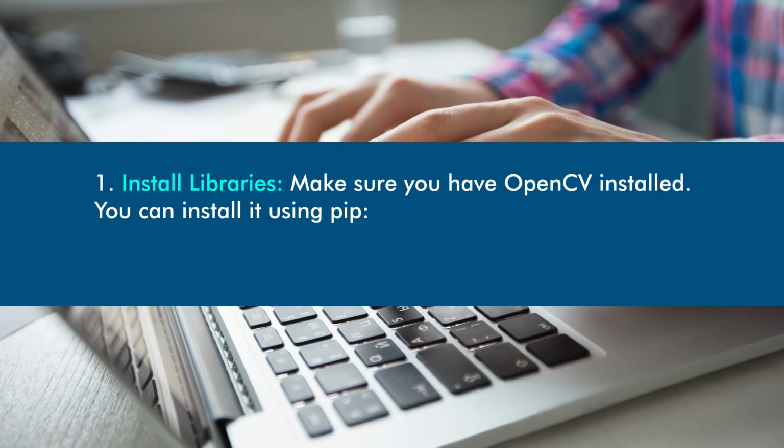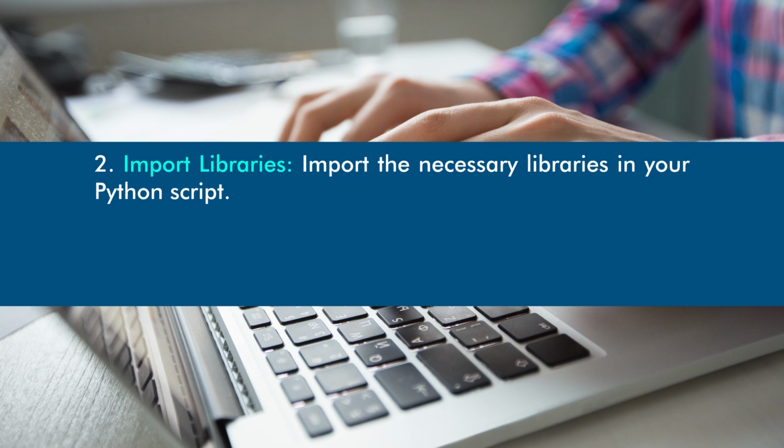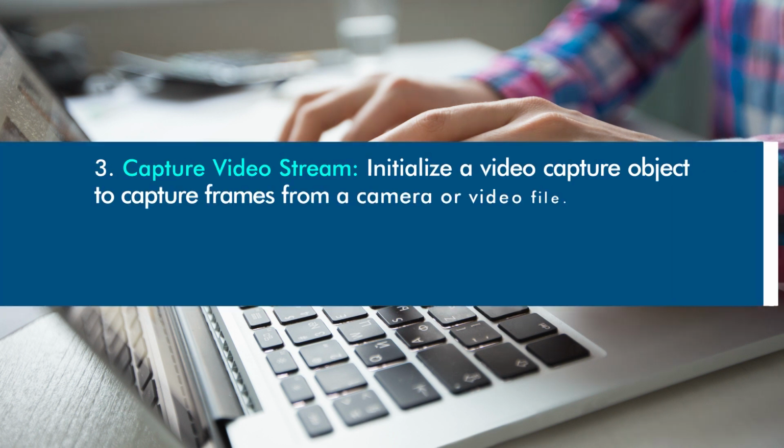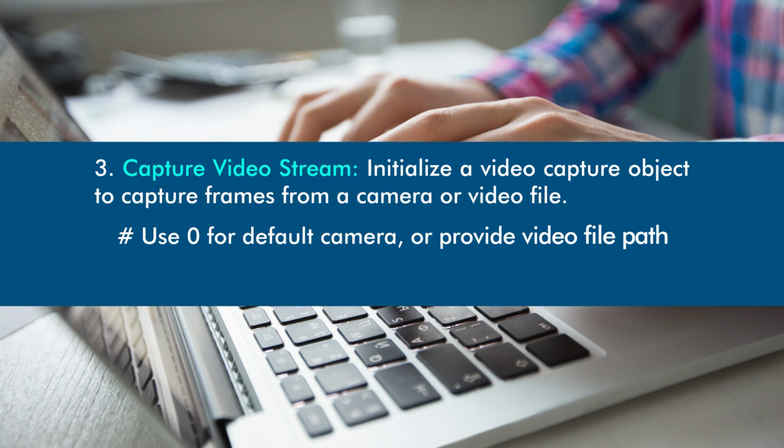Install libraries. Make sure you have OpenCV installed. You can install it using pip install opencv-python. Import libraries: import the necessary libraries in your Python script, import cv2, import numpy as np. Capture video stream: initialize a video capture object to capture frames from a camera or video file. Use 0 for default camera or provide video file path.